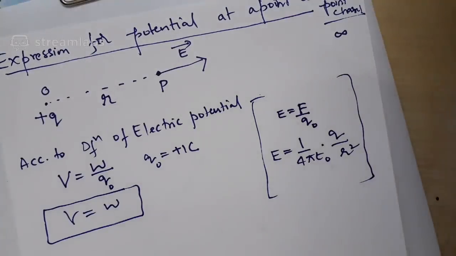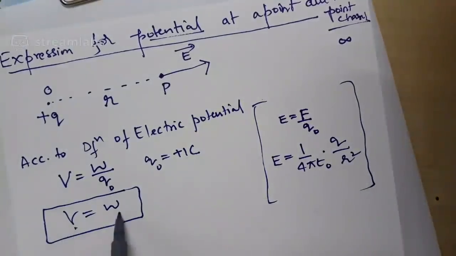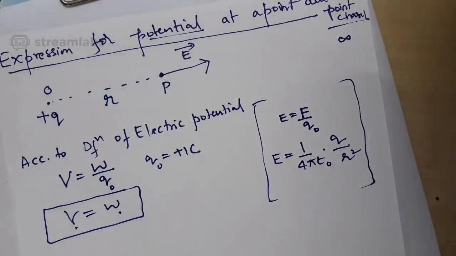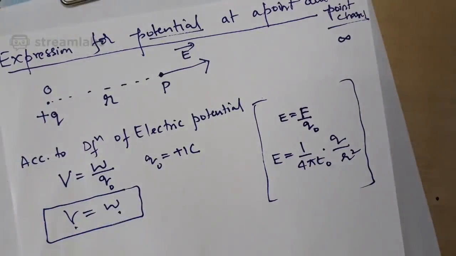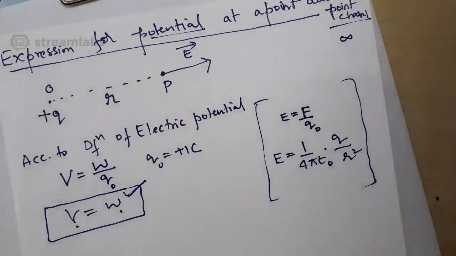So one thing is clear. Our aim is to derive an expression for potential. This equation says: calculate the work done by you in moving a plus 1 coulomb charge from infinity to point P. That itself is a measure of V. We have to calculate W, and that itself is a measure of V. The question is how to calculate W now.